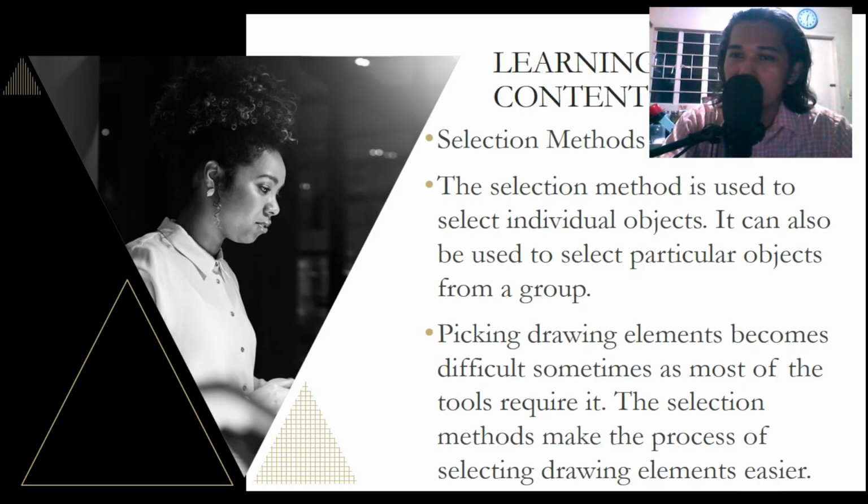Okay, now let's begin with our primer. The learning content. What we are going to talk about is selection method. What is selection method? The selection method is used to select individual objects. It can also be used to select particular objects from a group. Picking drawing elements becomes difficult sometimes, as most of the tools require it. The selection method makes the process of selecting drawing elements easier.